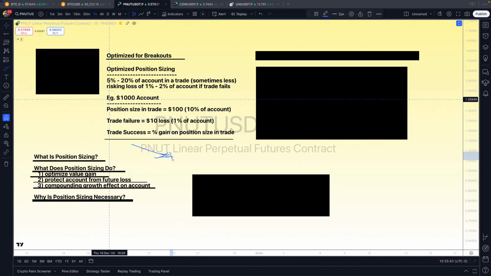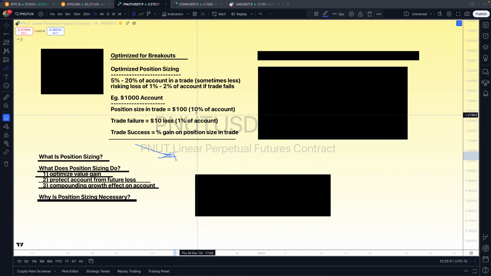Okay. So, for example, if you had a $1,000 account, you'd be surprised, with this sort of strategy you could very often push your account in 10%. Okay. So $100 in a position. And if you're wrong, you're going to lose 10 bucks. That's 1% of your account.